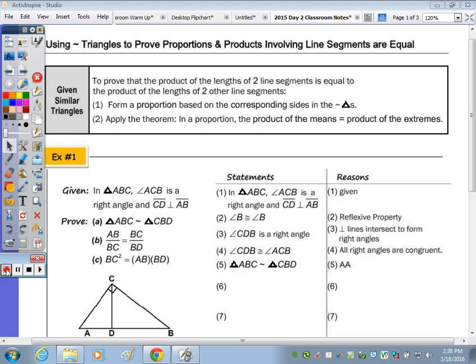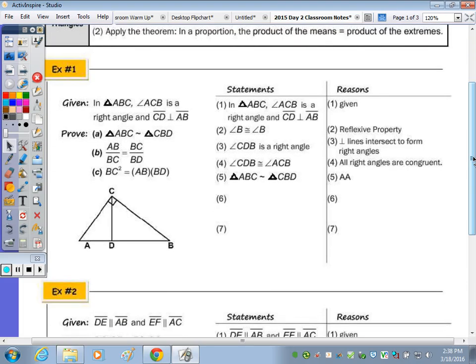So if you look at question one, I already went through and proved the triangles similar, but I want to highlight what I did to prove the two triangles similar. It said that angle ACB in triangle ABC is a right angle. So that's this angle right here. If you trace or shade, in this triangle, here's the right angle that's given. And it said that CD is perpendicular to AB. And if CD is perpendicular, that forms two right angles.